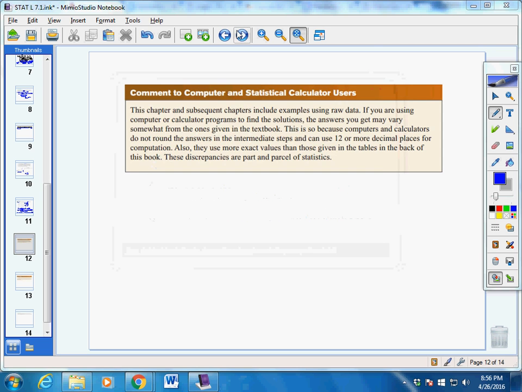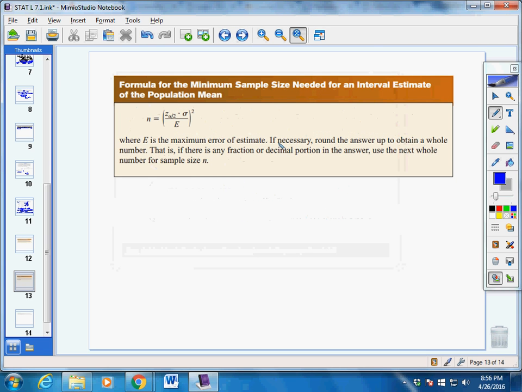So one more thing we want to talk about. All that work we've been doing with finding confidence intervals, the mean minus the z sub alpha over 2 times the standard deviation over the square root of the sample size, or plus, any of that work is all well and good when the sample size is 30 or greater. But what's the minimum sample size needed for an interval estimate of the population mean?